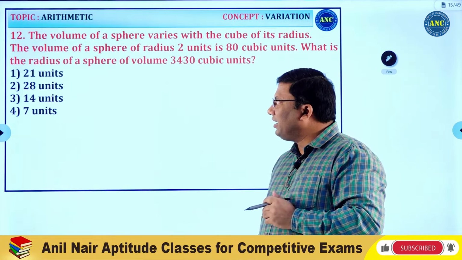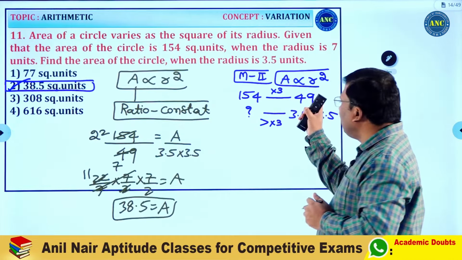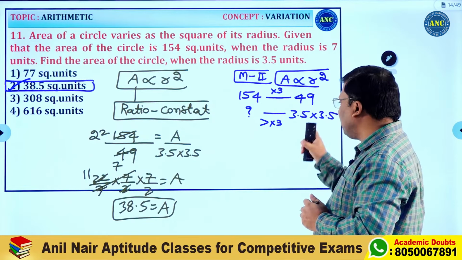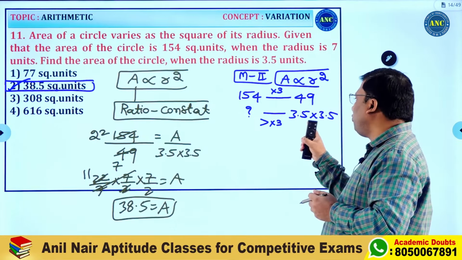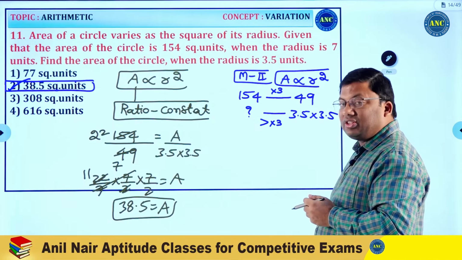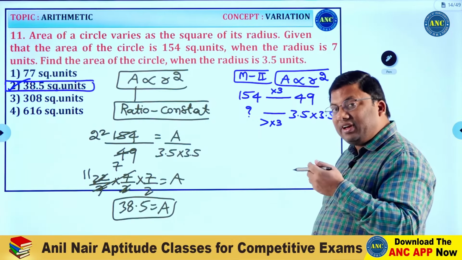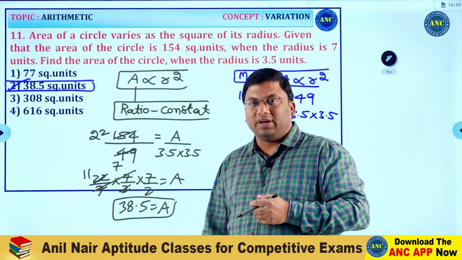I hope the idea is clear. Right, what I did? 49 3s are 147. 3.5 I made it to the nearest natural number, 4. 4 4s are 16, 16 3s are 48. 3.5 is less than 4, so the answer should be less than 48.